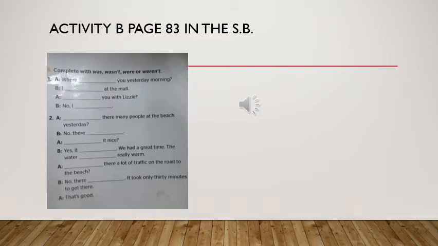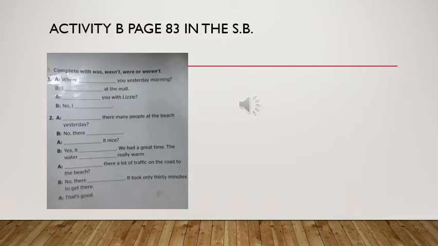Were you yesterday morning? So what do we add here? It is a question. What do you add in the question? So you have two choices, either were or was, but you have to look after the blank, okay? You have you. Ask yourself, what do we use with you? Of course, we use were. So write were, not was. We cannot use was with you. So where were you yesterday morning?